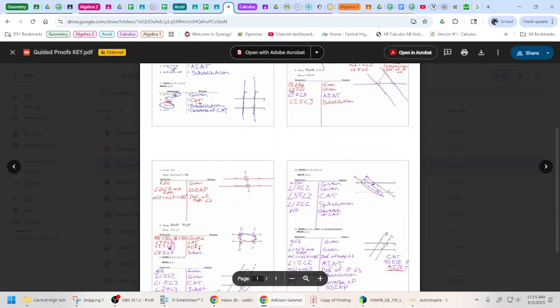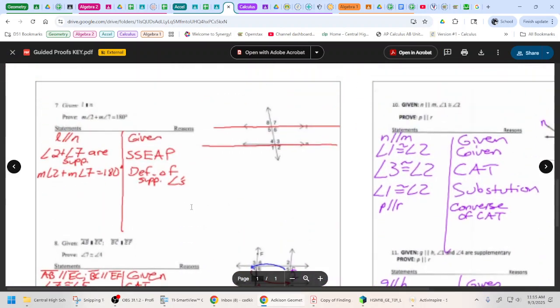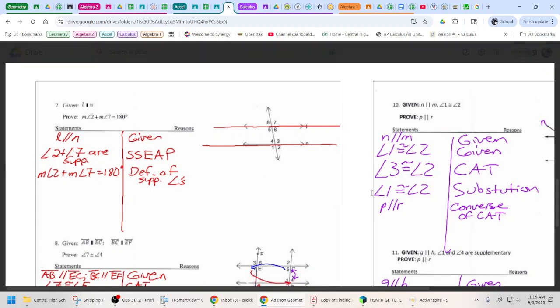Alright, let's go ahead and check these and see how they went. So 7, there's 7. Angles 2 and 7 are supplementary because of same side exterior angles postulate. So by definition of supplementary angles, they add up to 180. Notice the geometry to algebra shift, right? It's that lines 2 and 3.